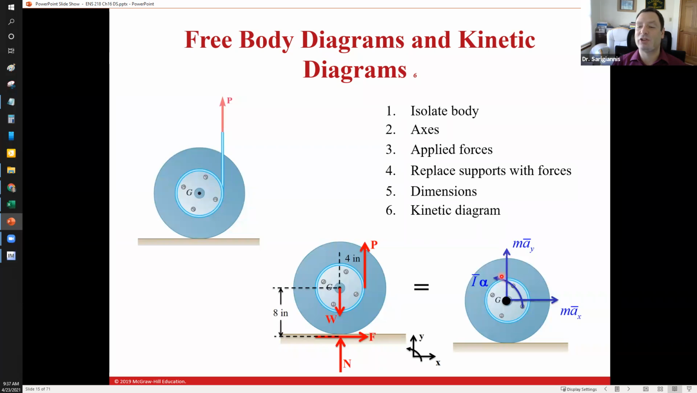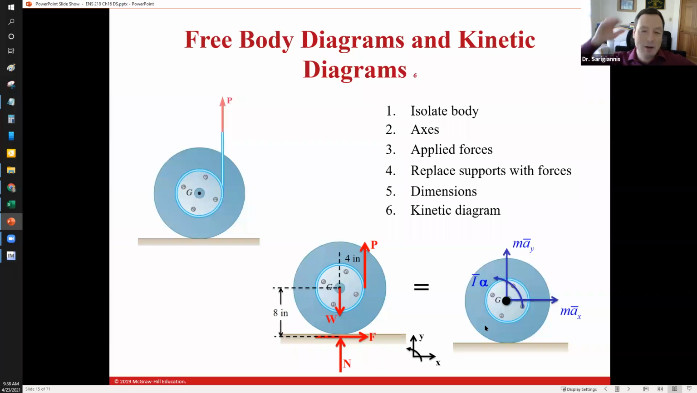So we've got mass times acceleration acting at the center of gravity. And then notice we've got I alpha, the rotational component, mass moment of inertia times the angular acceleration, acting around the center of gravity. So this would be our diagram to set up the problem.